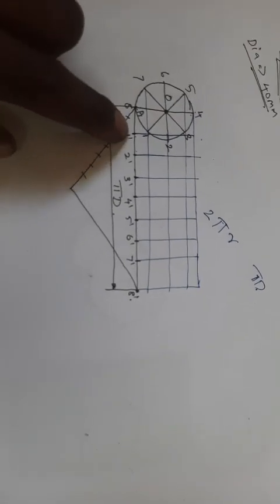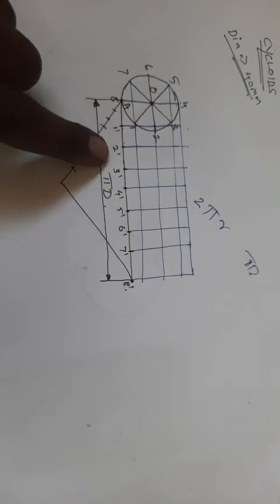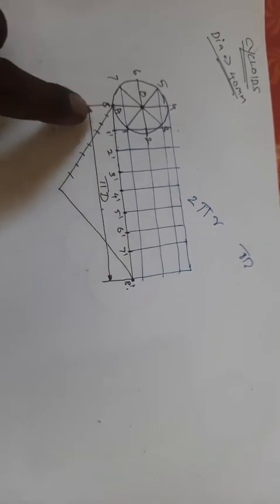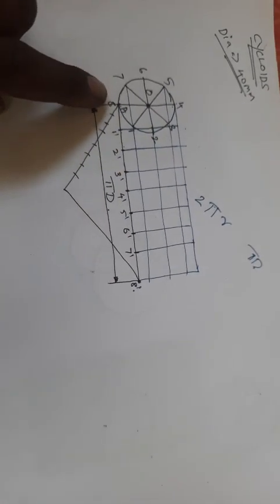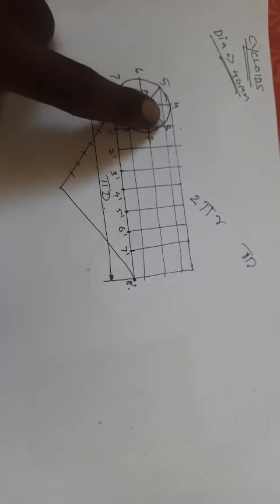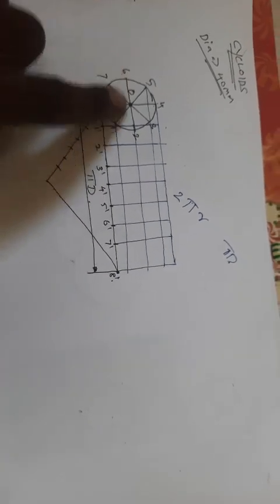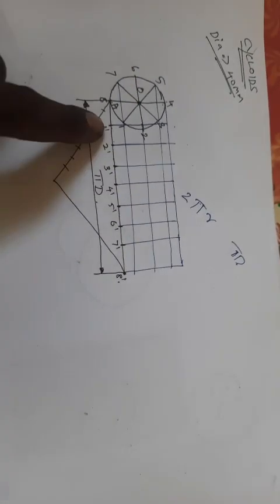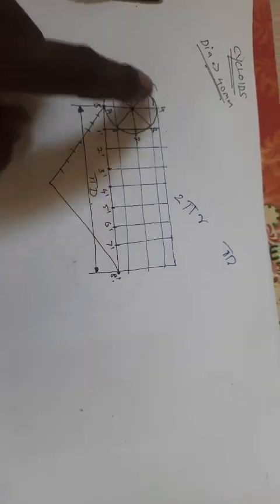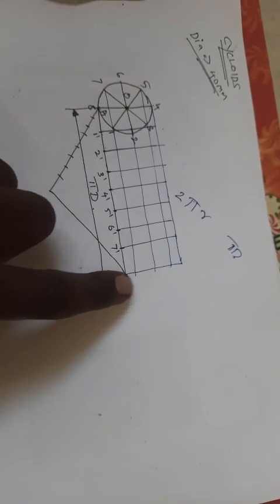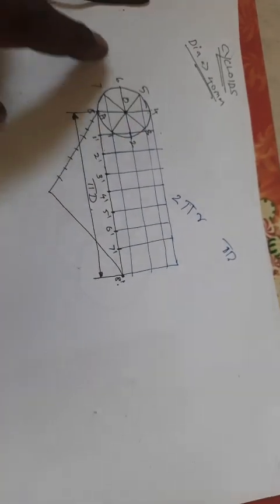Like this, I am extending my 1 dash, 2 dash, 3 dash, 4 dash, 5 dash, 6 dash lines vertically, as well as the 1, 2, 3, 4, 5, 6, 7, 8 lines horizontally, till the circumference of your circle. These lines come till the circumference of the circle, and these lines come till the diameter of the circle. The horizontal line I draw till the end of the circumference of the circle from point 4 as well as 5, 6, 7.